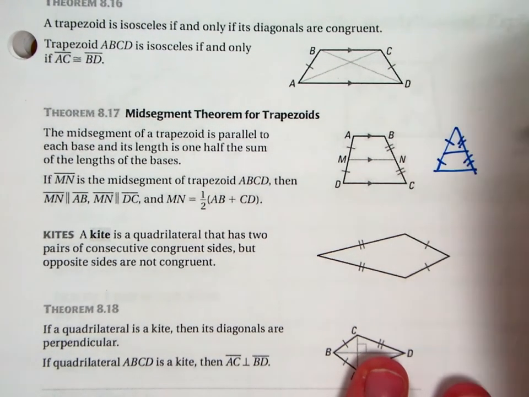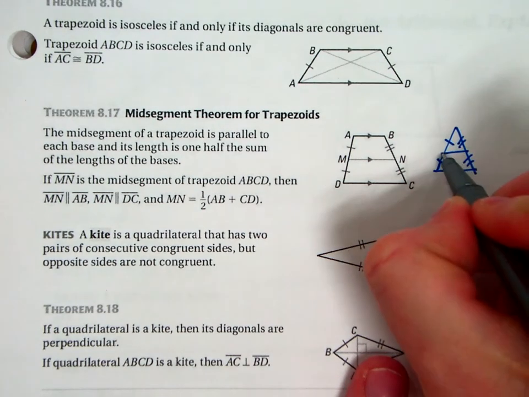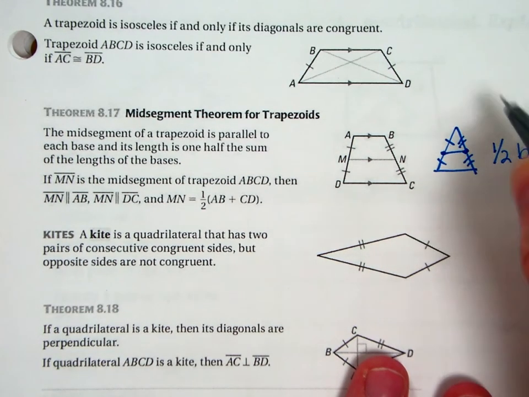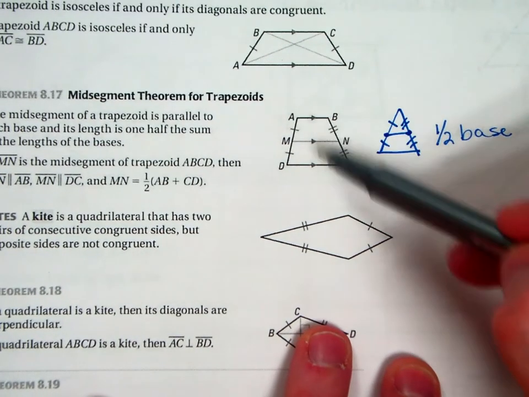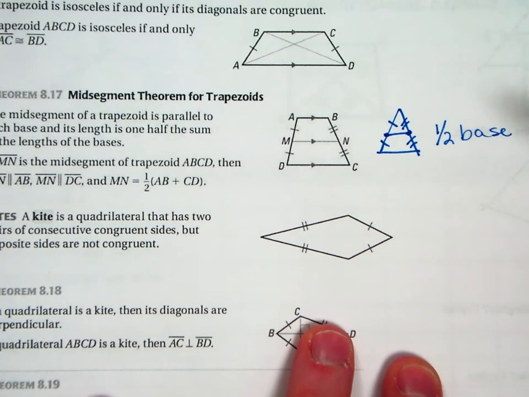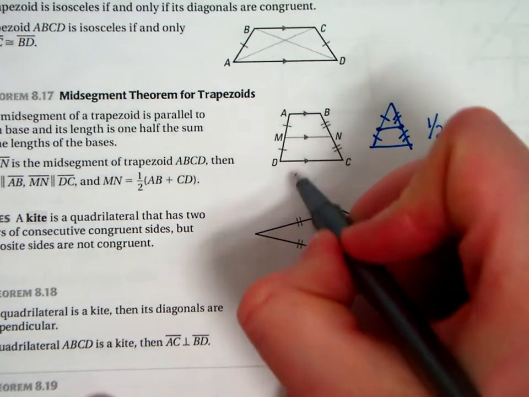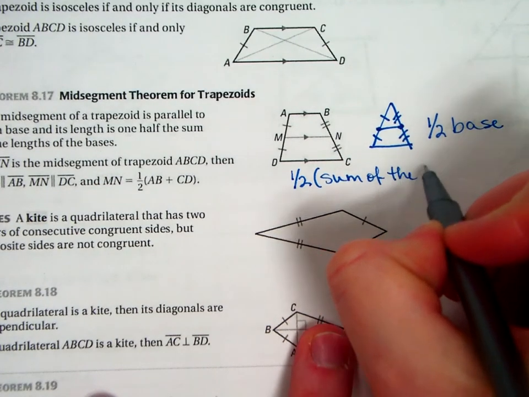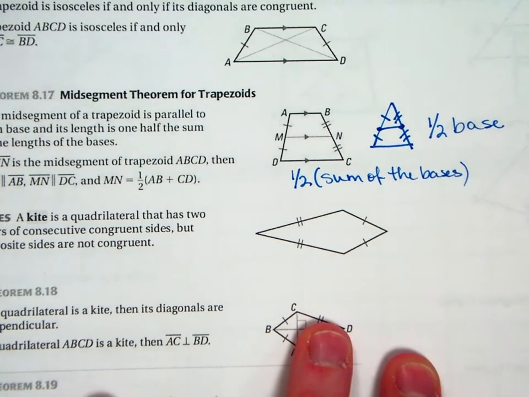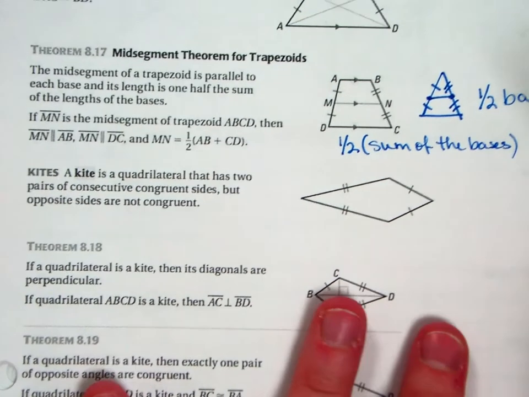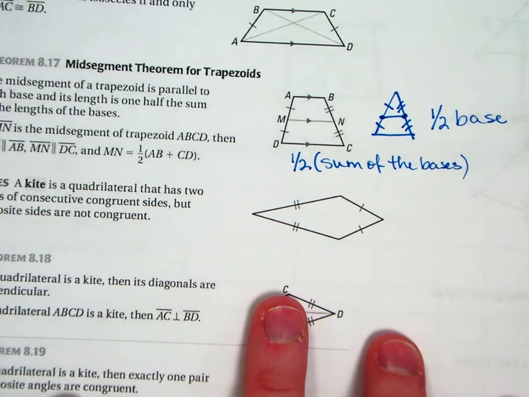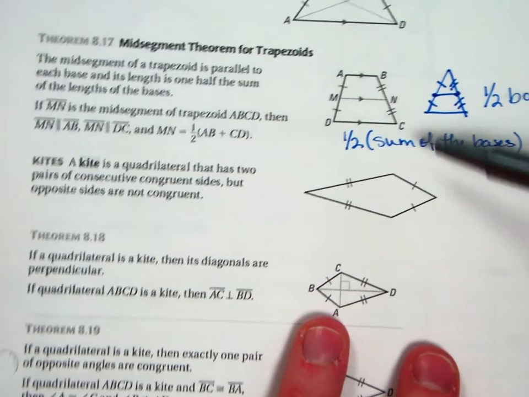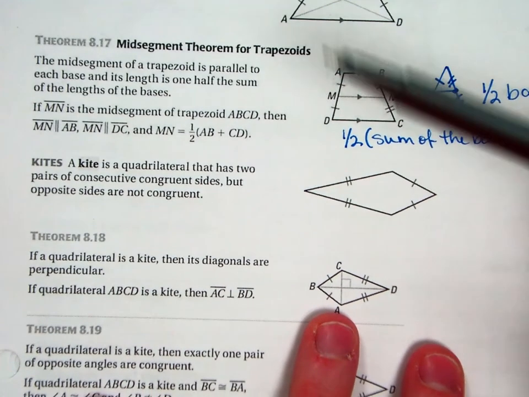Now, this is different than in a triangle. When you had a mid-segment in a triangle, it was just 1/2 the base. Well, in a trapezoid you have two bases, so you can't just pick which base you want to use. Therefore, you must do half the sum of the bases. That's the only thing that's different: you add your two bases because you don't know which base you're going to use, versus the mid-segment of a triangle.